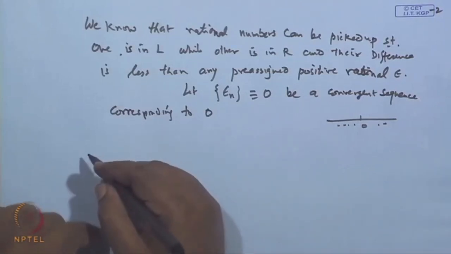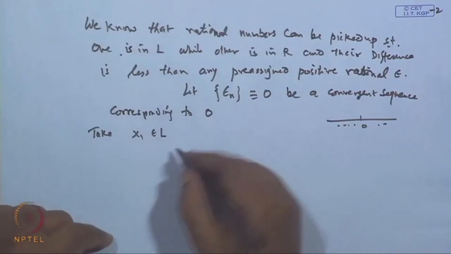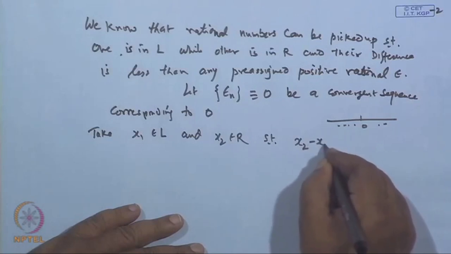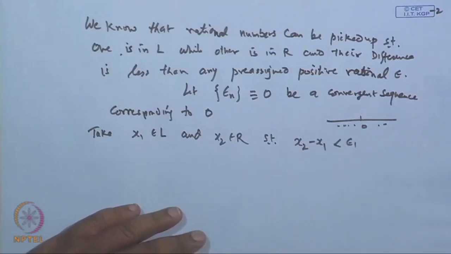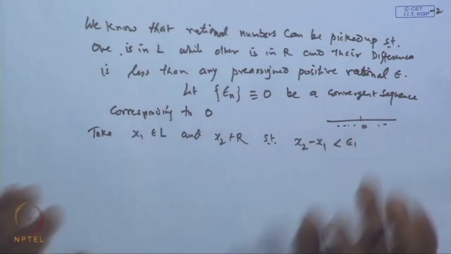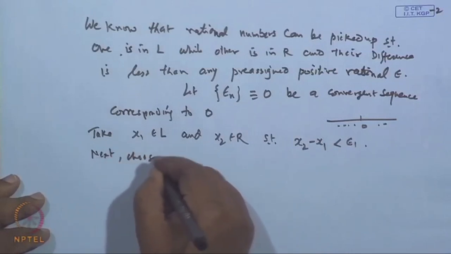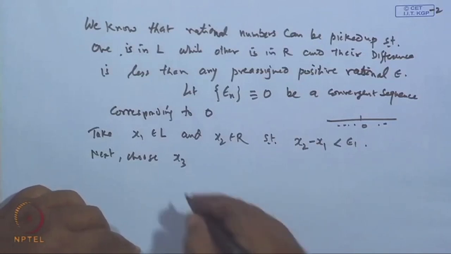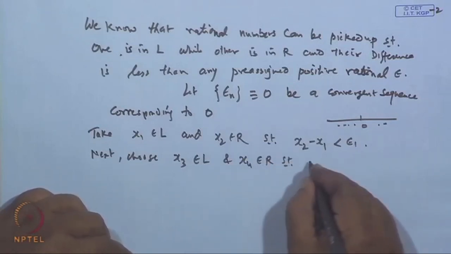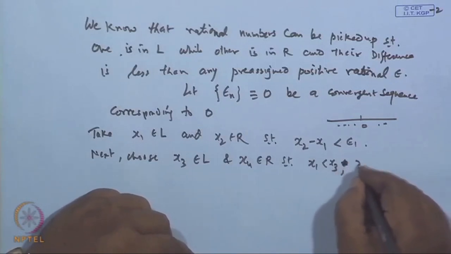Now, take a point x 1 belonging to L and x 2 in R such that the difference x 2 minus x 1 is less than epsilon 1, because any element of L is less than any element of R. So, x 2 minus x 1 is positive, but this difference should be less than epsilon 1. Okay. Now, next choose x 3 in L and x 4 in R such that x 1 is less than x 3, less than x 4, and x 4 is less than x 2.